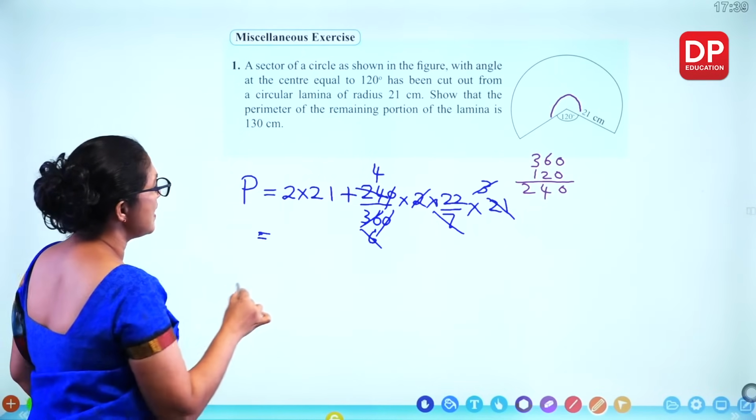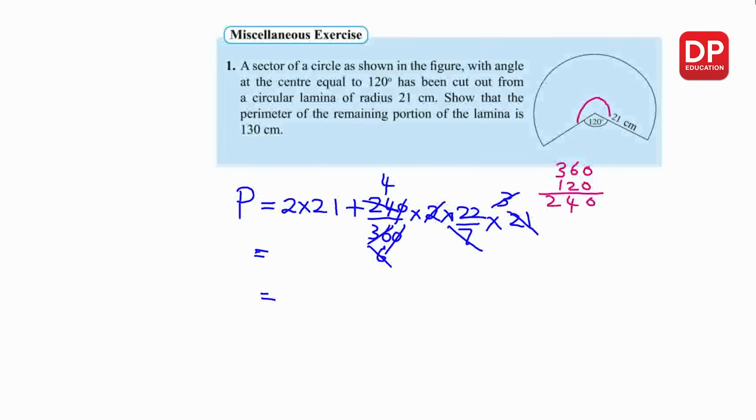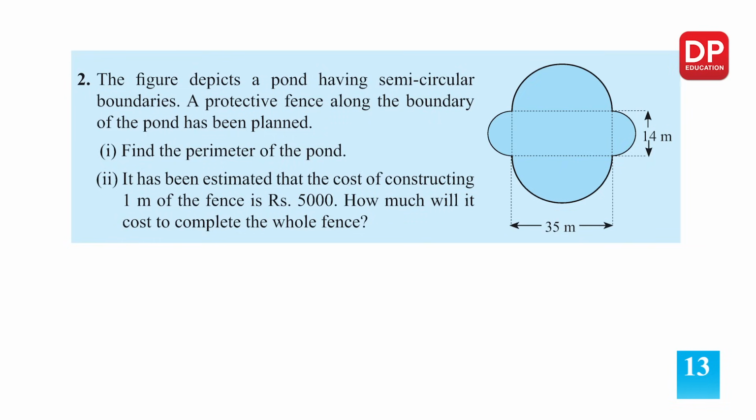So what's the answer there? 2 times 21 is 42 plus 4 times 22 is 88. So when you add this together, 8 plus 2, 10, 1 remaining, 9 plus 4, 13. So you get 130 centimeters for the perimeter of this figure. Now we'll look at the second question.